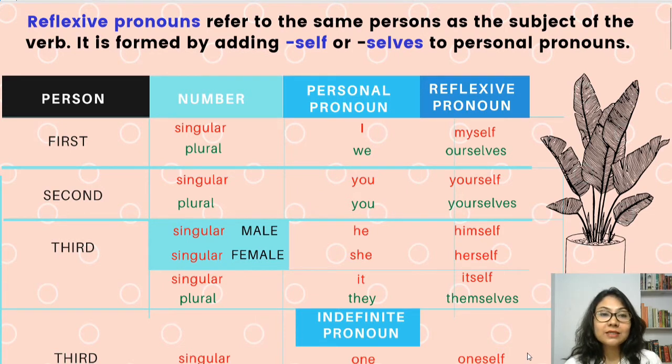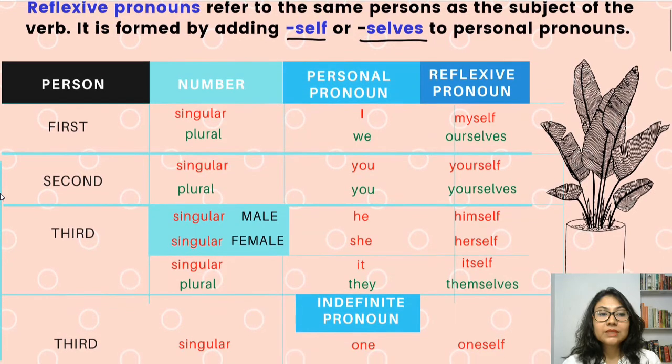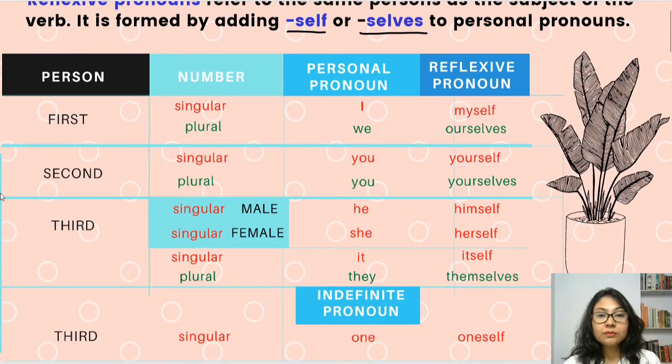Today our topic is reflexive pronouns. So what are reflexive pronouns? Reflexive pronouns refer to the same person as the subject of the verb. It is formed by adding self or selves to the personal pronouns. Let us look at the chart here. See, the person is first, number singular, the personal pronoun I, then the reflexive pronoun is going to be myself.